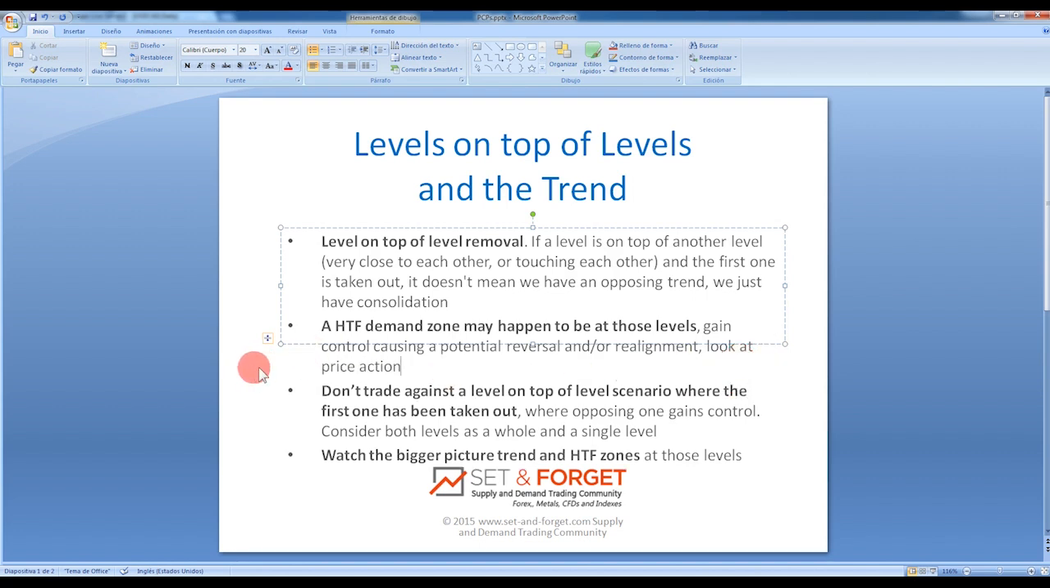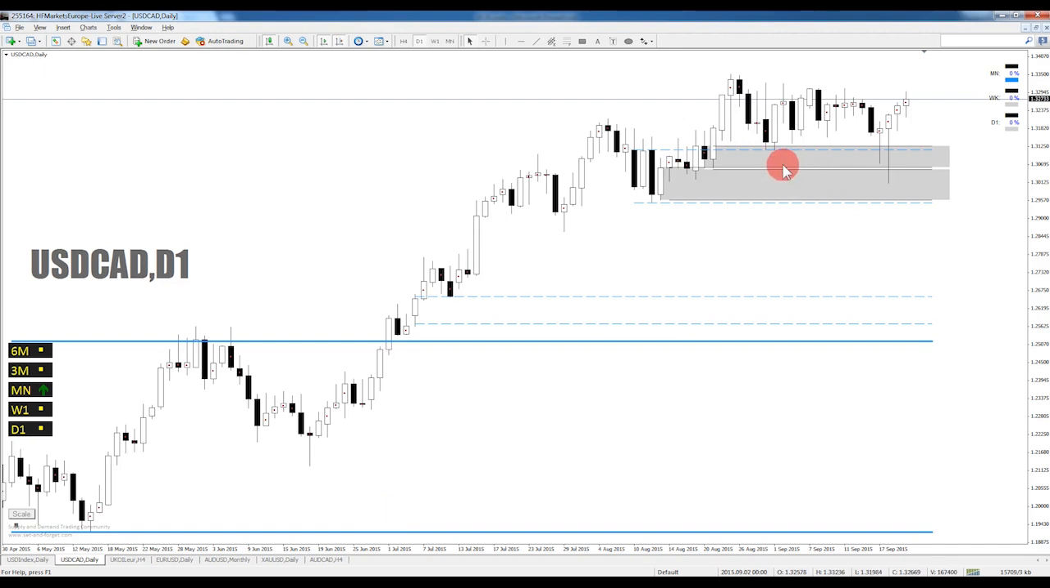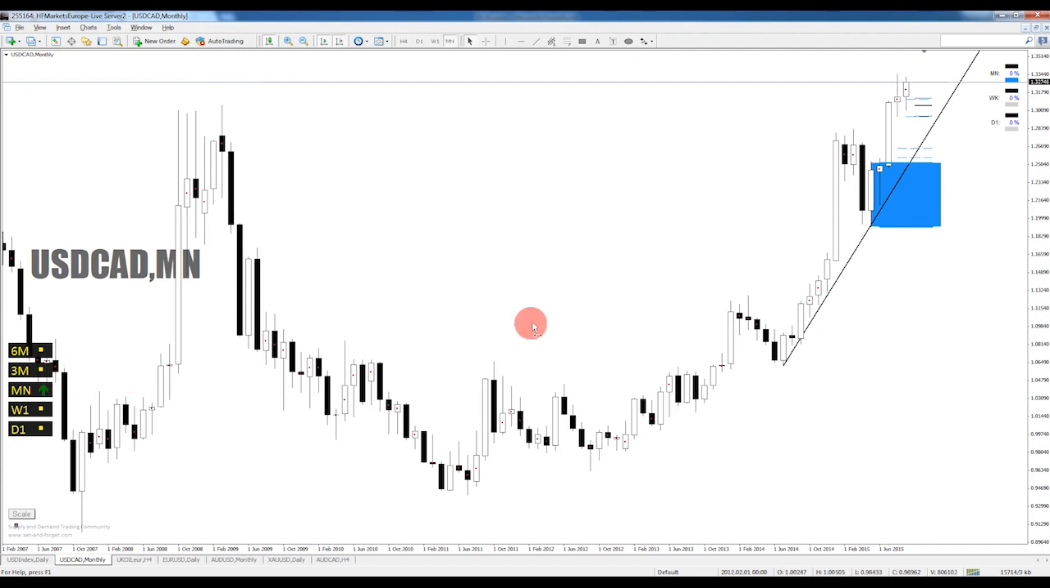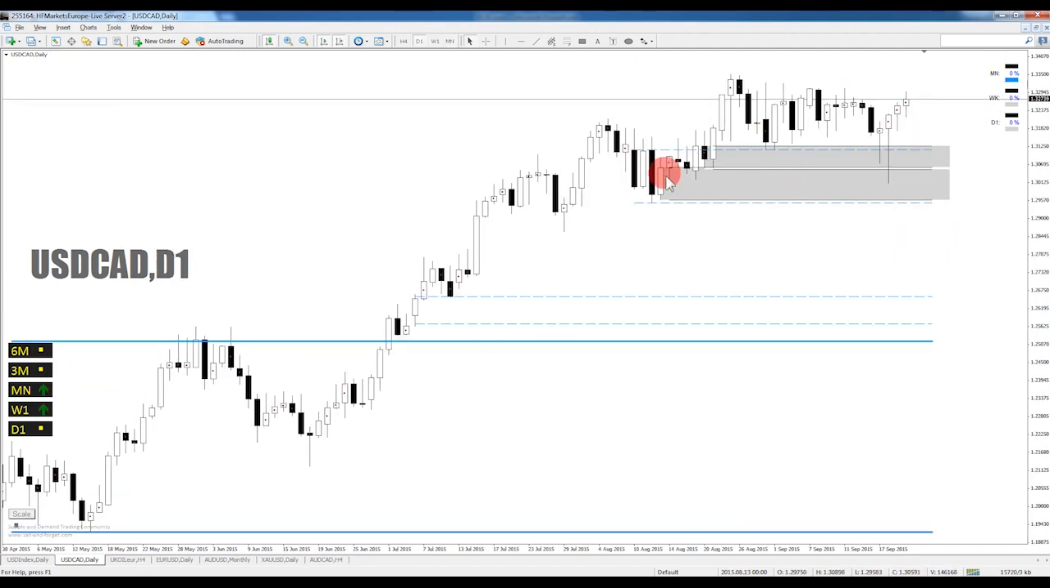Look for pin candles, hammers, bullish engulfs at higher time frame areas. So this is what normally happens. We have to read both higher time frame zones, potential zones, and the bigger picture trend, up, up, up. Let's say we have an uptrend there, and then on the daily we have a clear consolidation. Okay, this is consolidation, and now it's making a higher high over there, hopefully. So this is doing nothing on the daily.